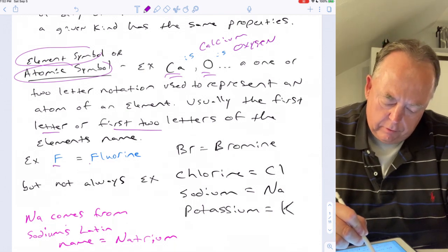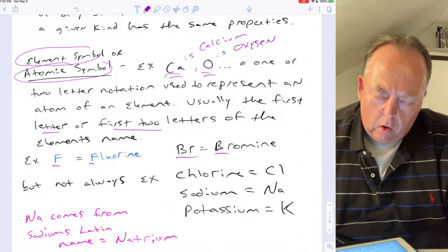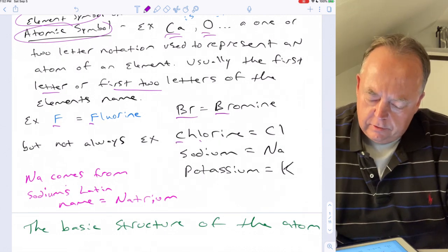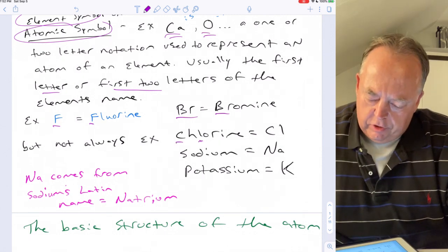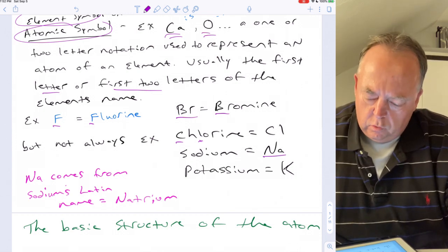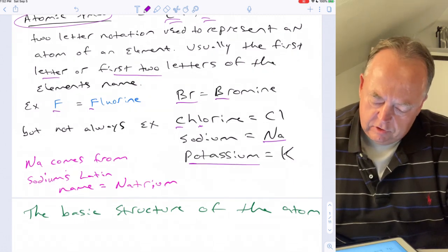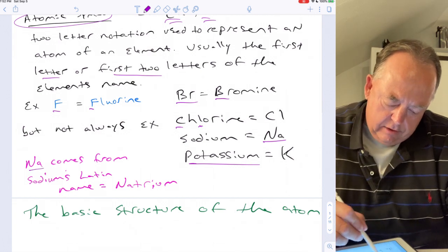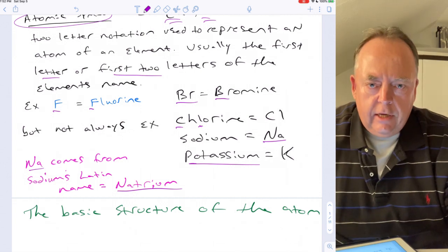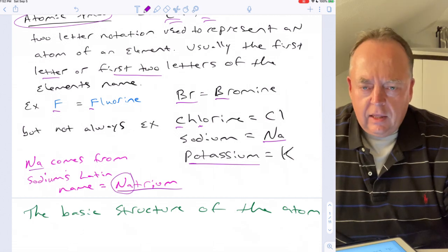So F, for example, is fluorine, Br is bromine, but it's not always the first letter or the first 2 letters. For example, chlorine is Cl, so that's the first and third letter, and sodium seems to have no relation at all since it's Na. So where does Na come from? Or potassium is K. There's no K in potassium. Sodium's symbol comes from its Latin name, which is natrium. So that's where the Na comes from. Some of the elements' symbols come from their Latin names.